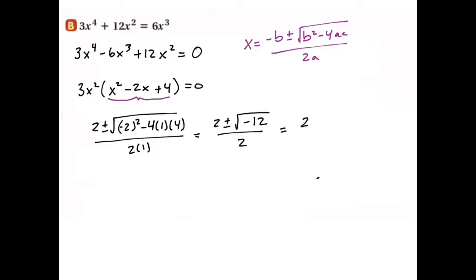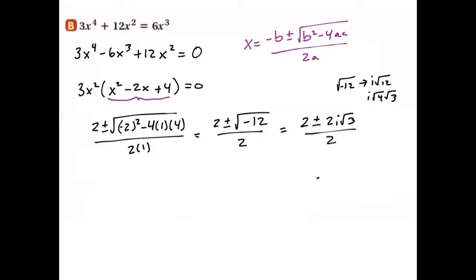So this becomes 2 plus or minus, and I'm going to reduce my radical, the square root of 12. We know it's going to break down into i square root of 12, which then breaks into i square root of 4 times square root of 3. So that means we're going to have 2i square root of 3 over 2.